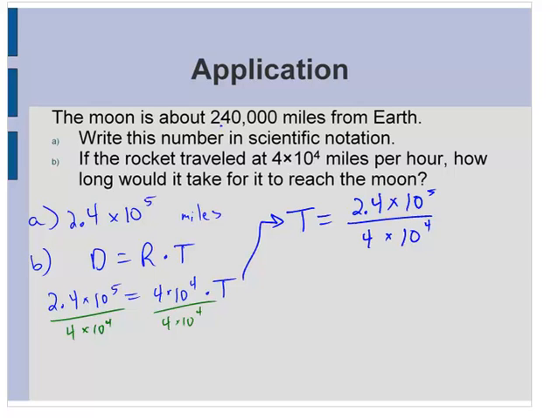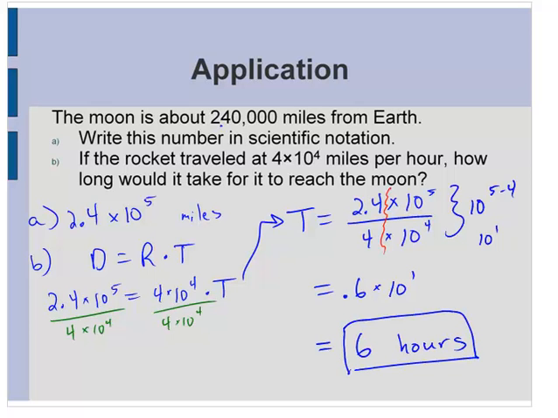Now, if we sort of separate this into two pieces, 2.4 divided by 4 is easy. It's 0.6. 10 to the 5th divided by 10 to the 4th is also easy, because that would be 10 to the 5 minus 4, which is 10 to the 1st. So we'd have 0.6 times 10 to the 1st. So moving the decimal one place to the right, 6. And the units on that would be hours. So scientific notation is nice because it allows us to multiply and divide large and small numbers very easily.